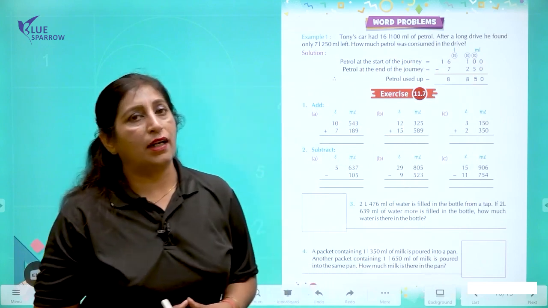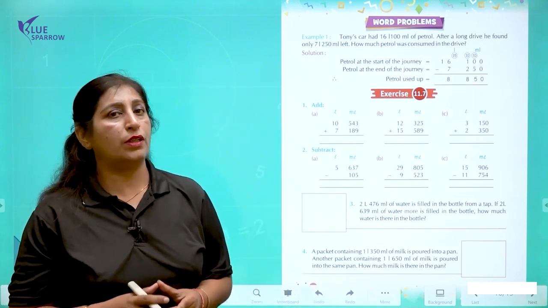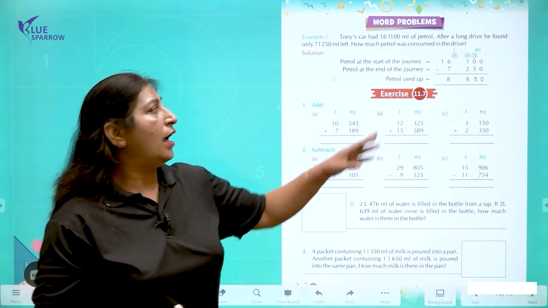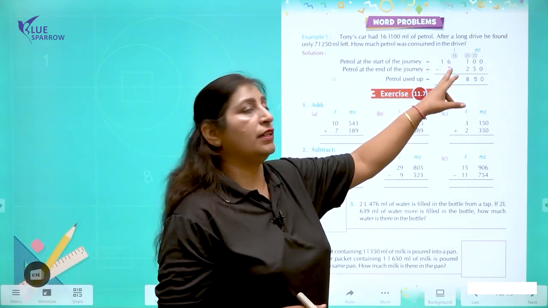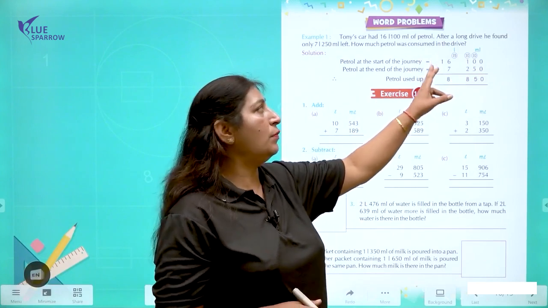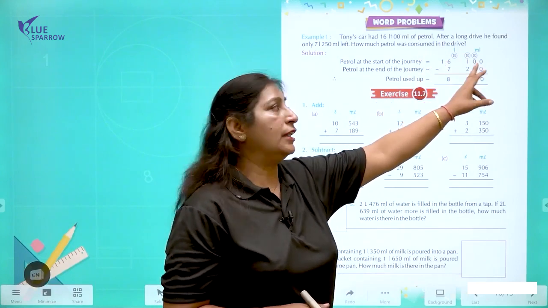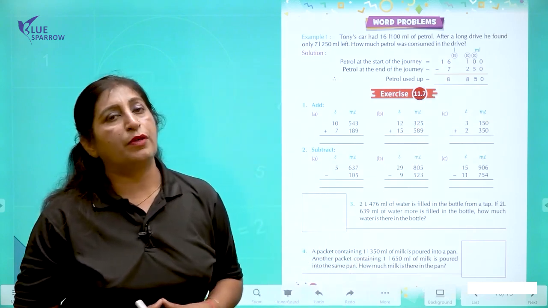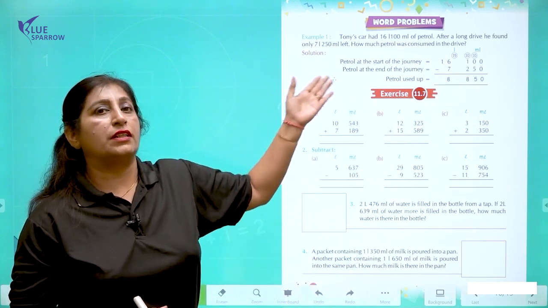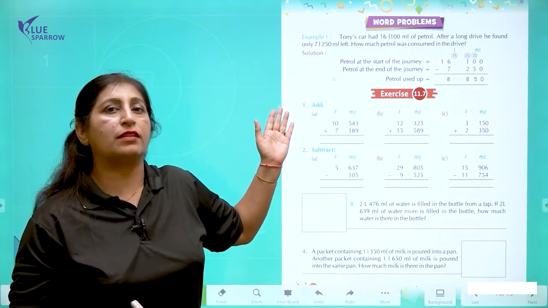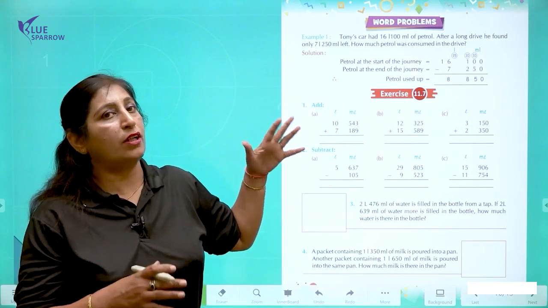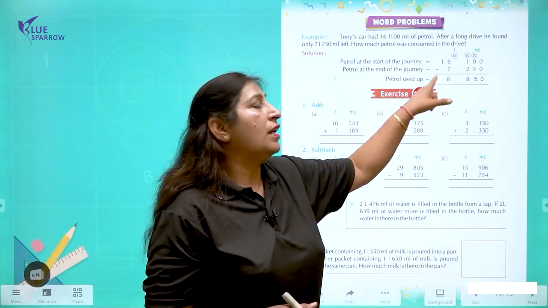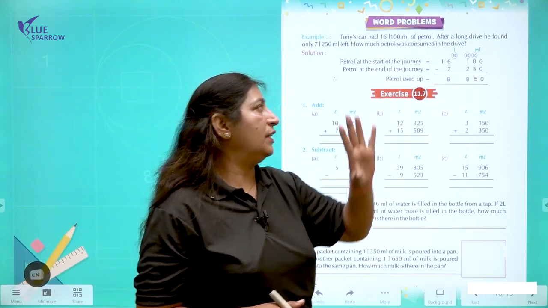Now we have to find out the petrol consumed during the journey, and for it we would subtract the given capacities. By subtracting 7 liter 250 milliliter from 16 liter 100 milliliter, we get 8 liter 850 milliliter. We would perform the subtraction as we did in the previous example of subtracting capacities. Following the same method, we would subtract here, and in this way we get 8 liter 850 milliliter.